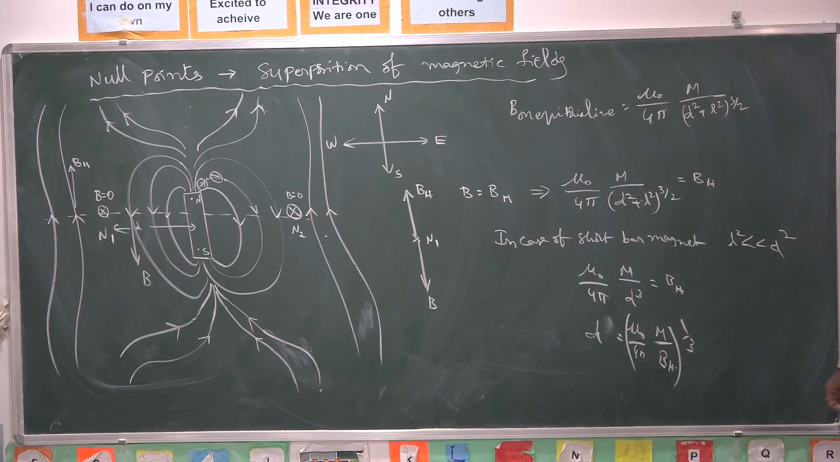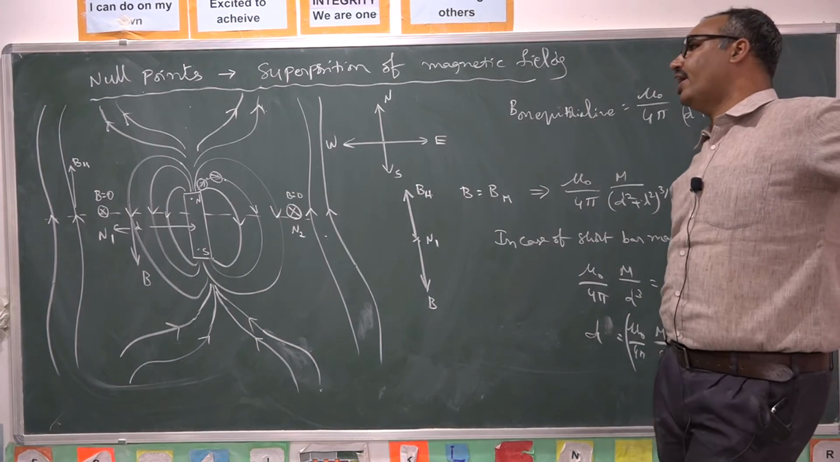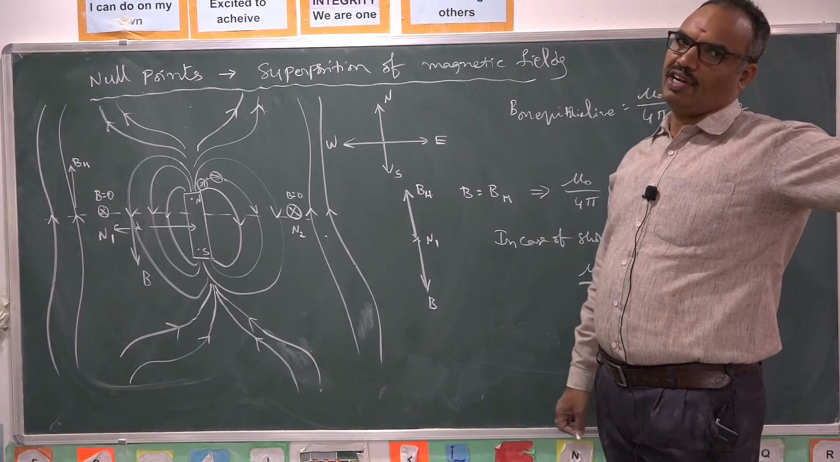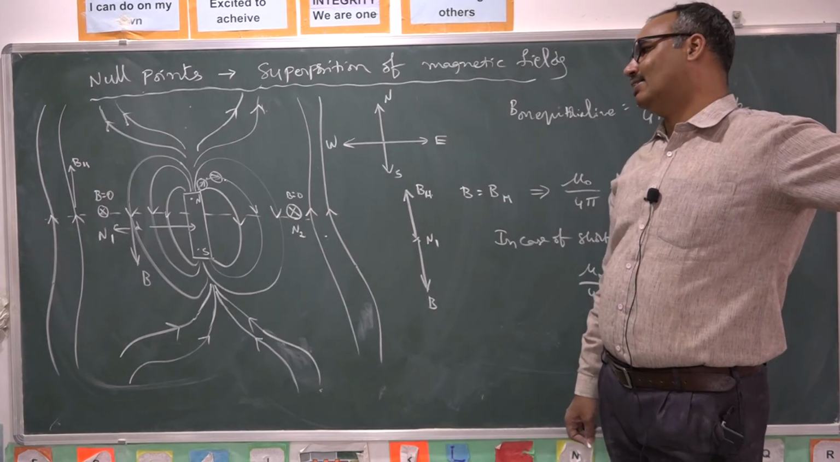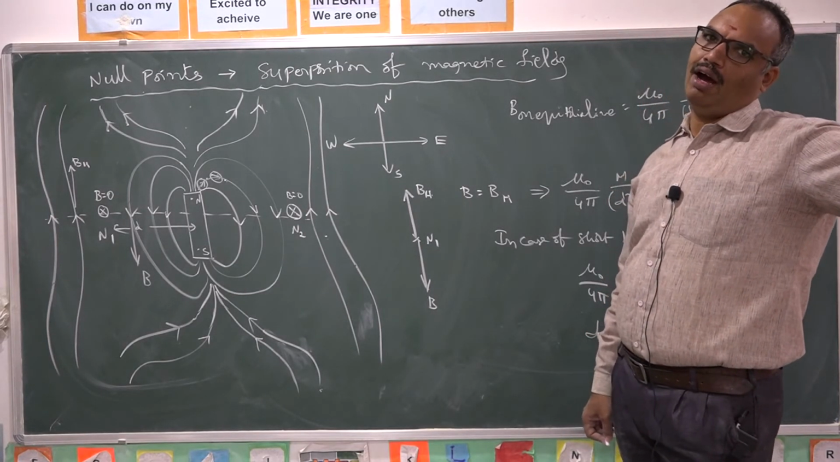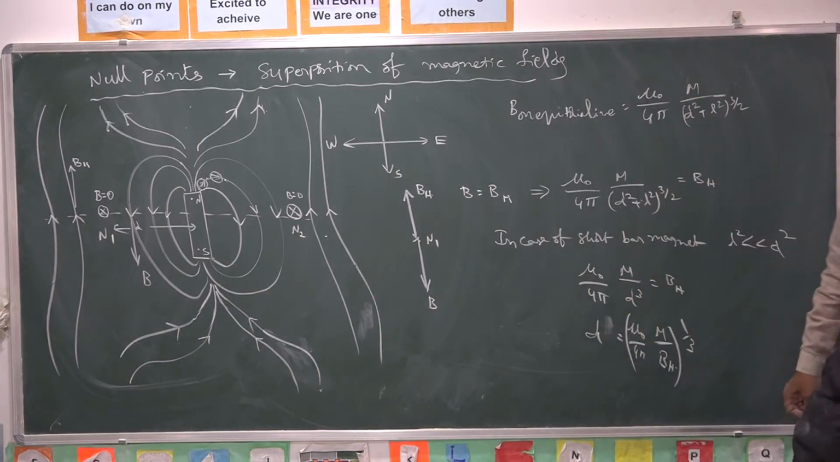When north pole of the given short bar magnet is directed towards geographic north, the pattern of lines of force will be like this, and null points are located on the equatorial line. Each null point is located at a distance from the center of the magnet like this. Sometimes in certain problems, they will ask you to find the distance between the two null points. Distance between the two null points is 2d.